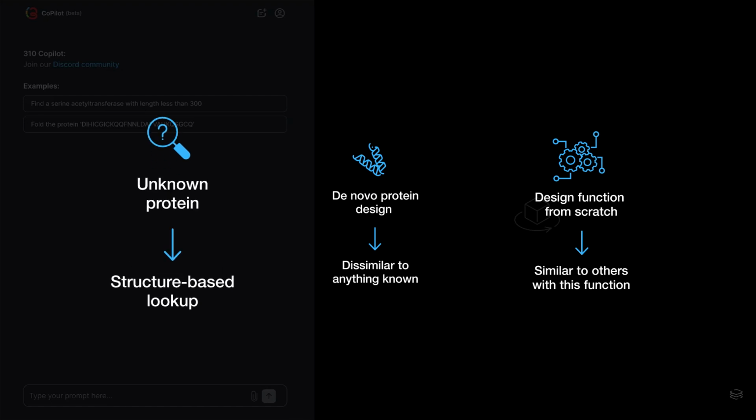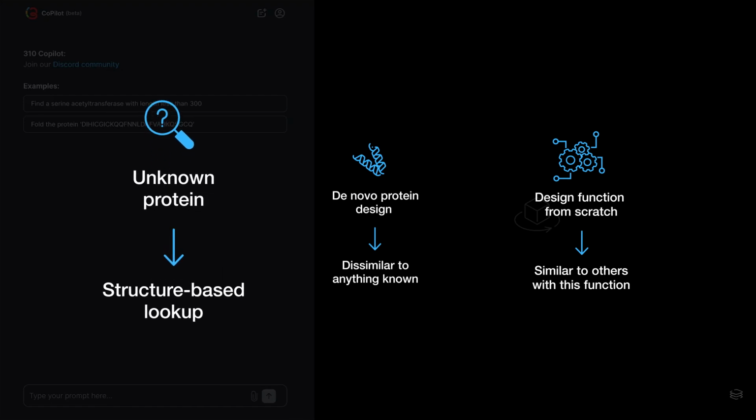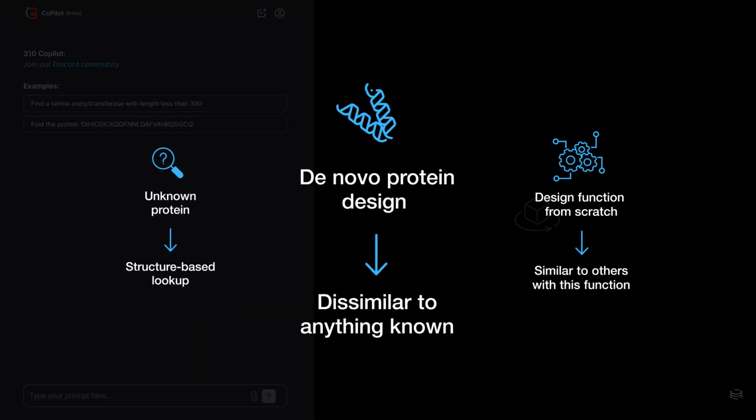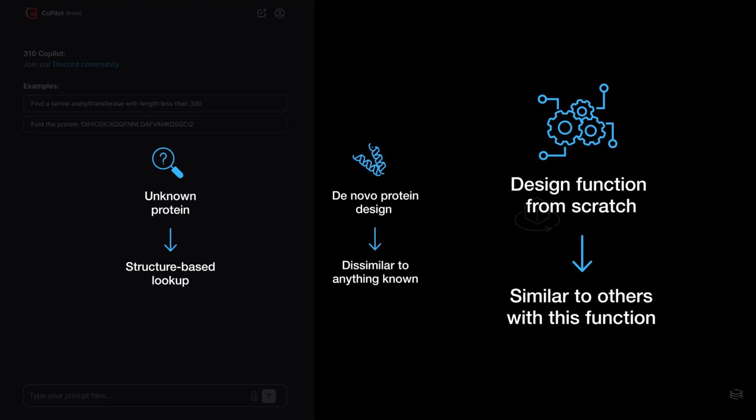Well, first, if you have an unknown protein and a sequence-based search didn't find anything interesting, you might want to do a structure-based lookup to figure out what your unknown protein does. Second, if you're trying to design a truly de novo protein, you'll want to show that it's structurally dissimilar to anything known. Third, if you're trying to design a particular function from scratch, then you'll want to show that it's structurally similar to a protein with that known function.